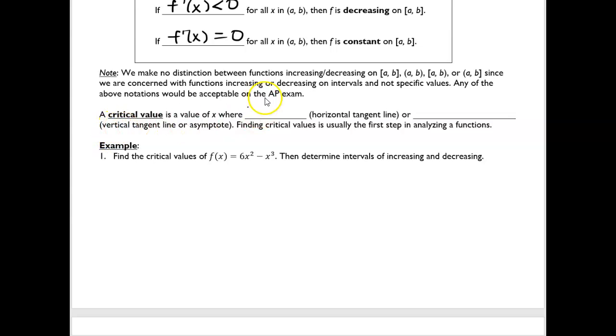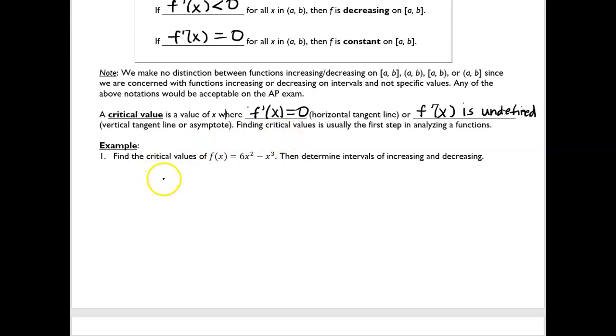Okay, a critical value is a value of x where f prime of x is equal to 0. So that would be a horizontal tangent line. Or f prime of x is undefined. So like a vertical tangent line, an asymptote, it could be a corner or a cusp. And so these critical values, think about the English word critical, it just means important. These are usually the first step when we're analyzing a function, and these are the places where we could have our function switch from increasing to decreasing.